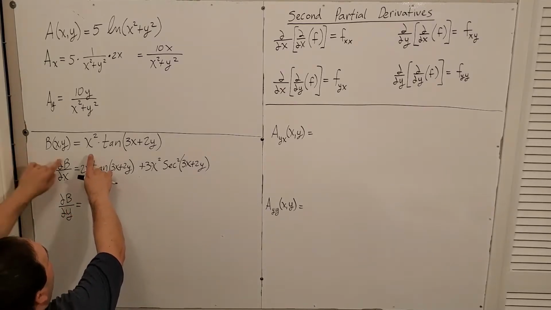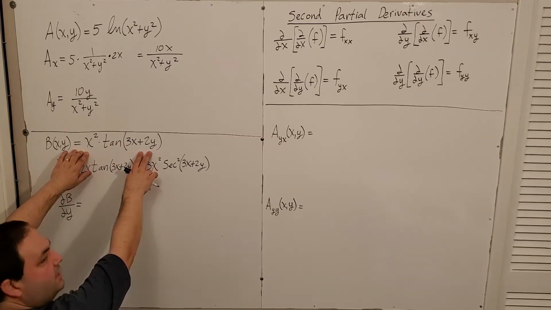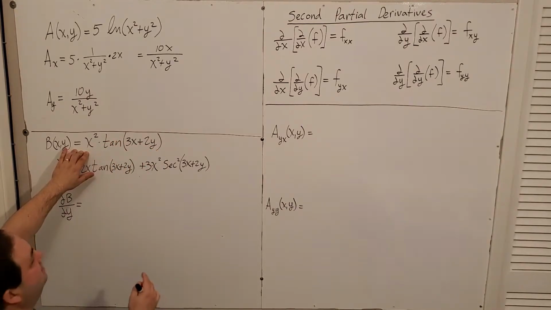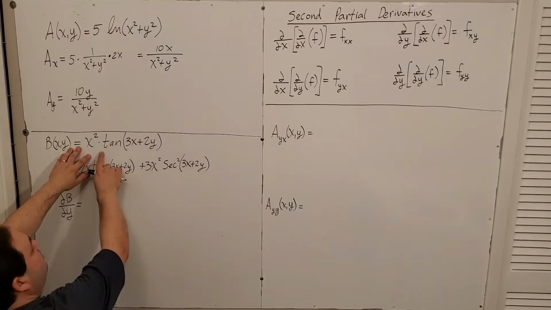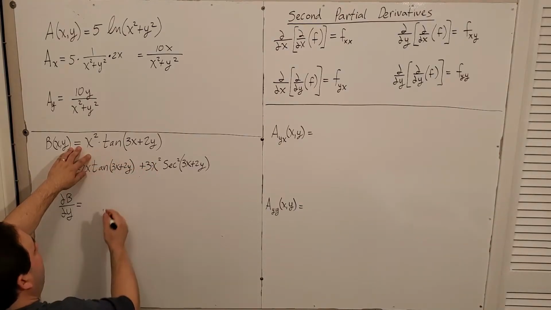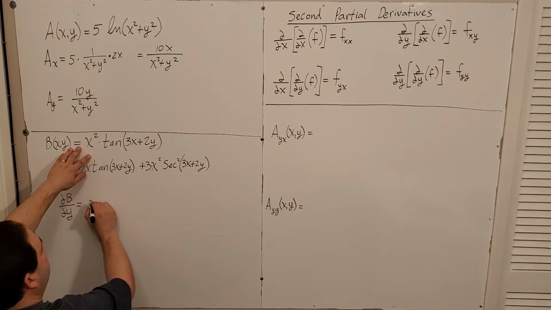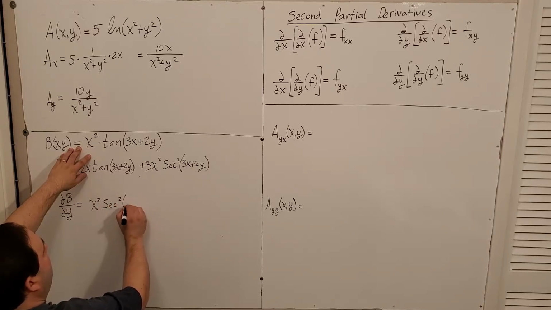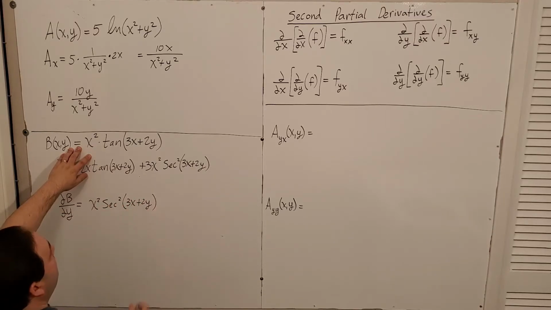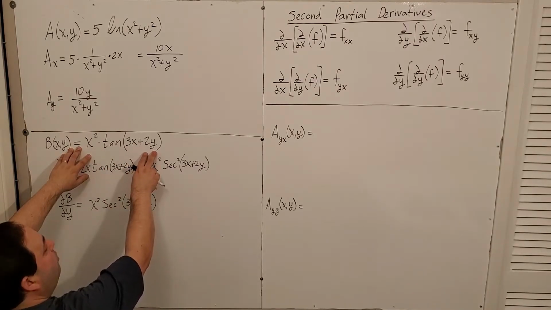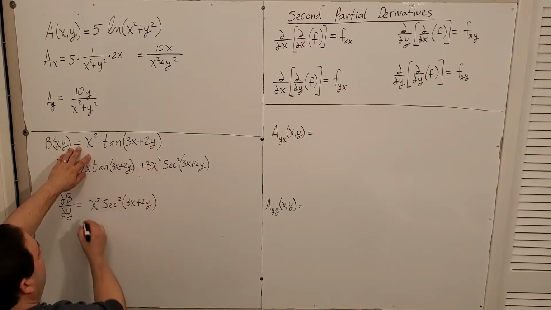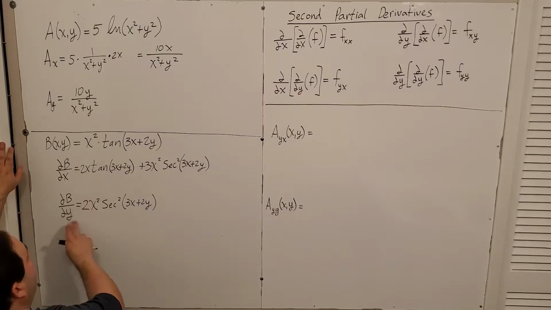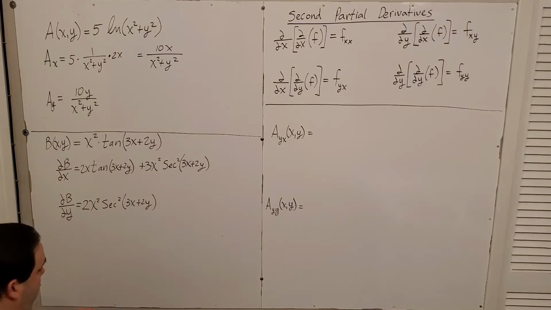Well, this time, the only y that's here is inside of the tangent. So I'll just be doing the derivative of this piece. The x squared is a constant, and it's multiplied. So I'll just be doing the derivative of the tangent this time. The x squared is along for the ride. Derivative of tangent is secant squared of 3x plus 2y. And then a chain rule. Derivative of the y portion right on the inside is just the 2. So I'll throw a 2 in front here times that. And then there's my derivative with respect to y only. Okay?